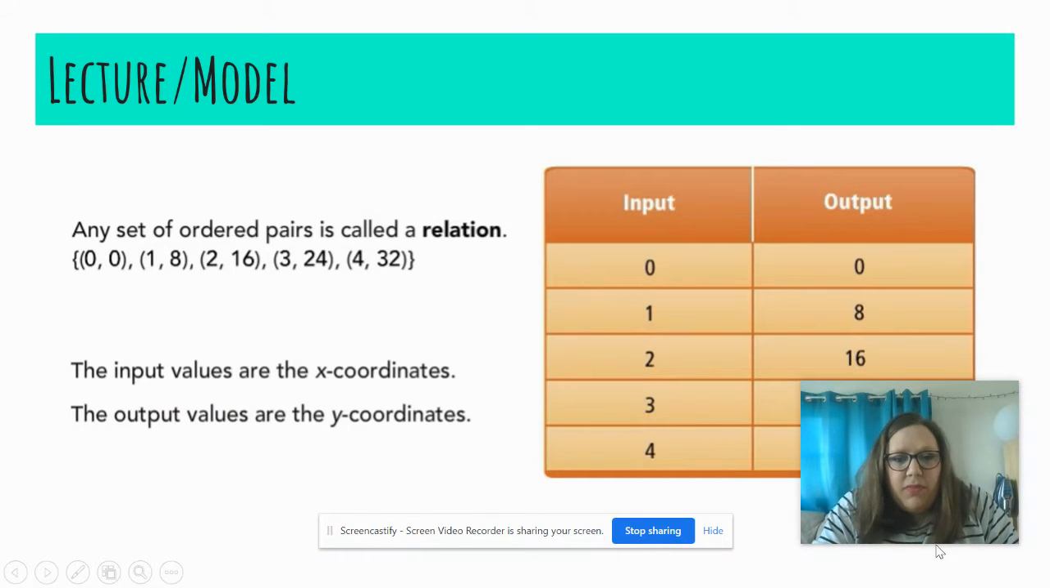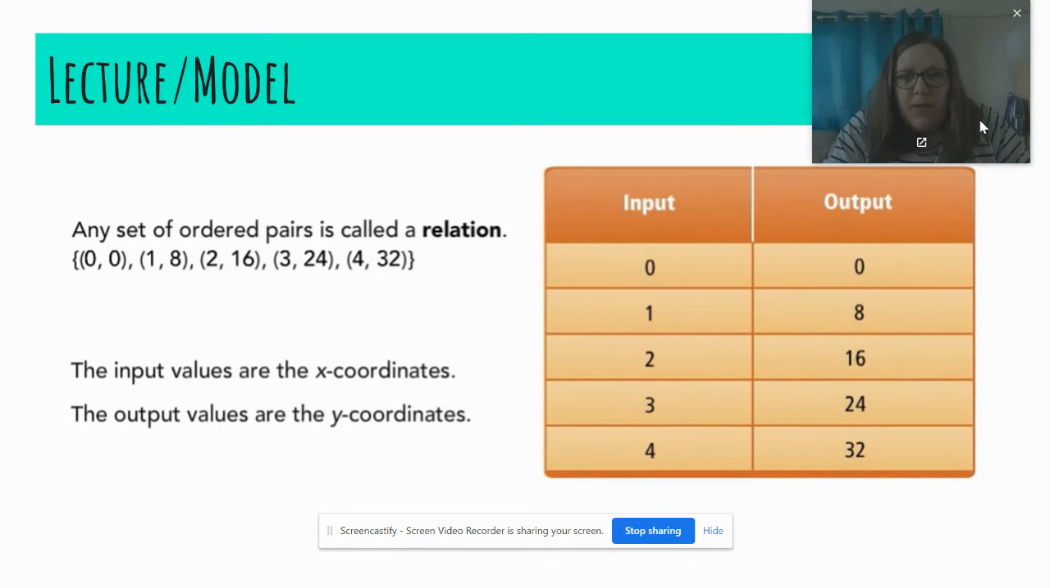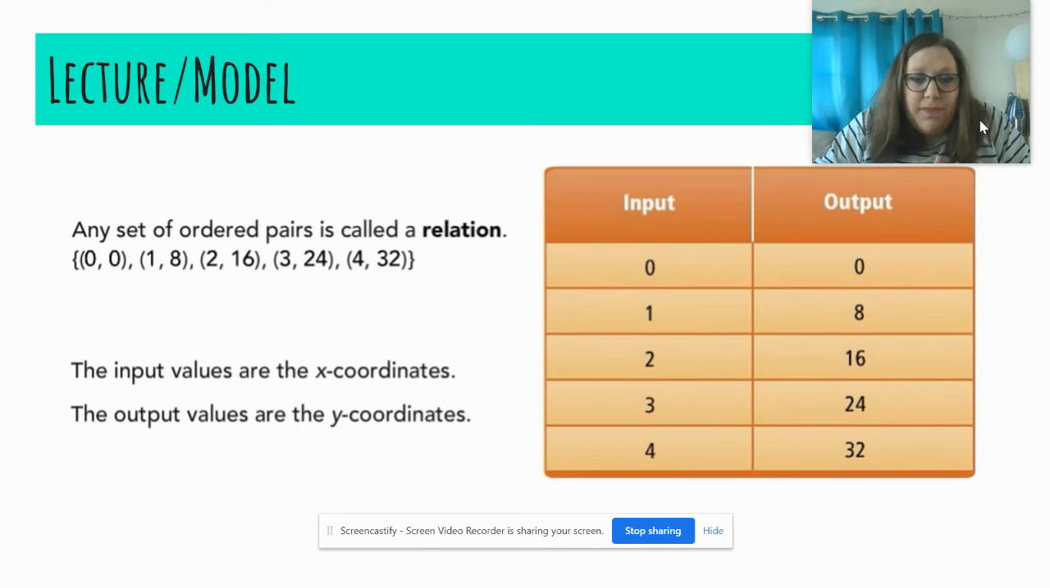Okay, so first thing I want to go over is what is called a relation. Any set of ordered pairs is what is called a relation. They all relate to each other in some way. We know these as inputs and outputs, or X and Y's. Our input is always X, our output is always Y. So as I see here, my ordered pairs, I have 0, 0 here, which is represented in the table. I have 1, 8 represented in the table, 2, 16, and so on. So again, all of those ordered pairs form what is called a relation.